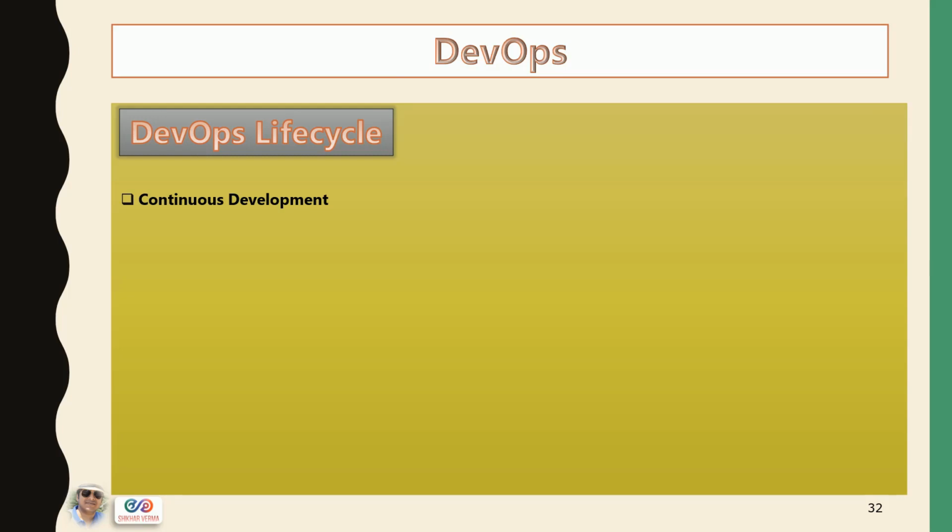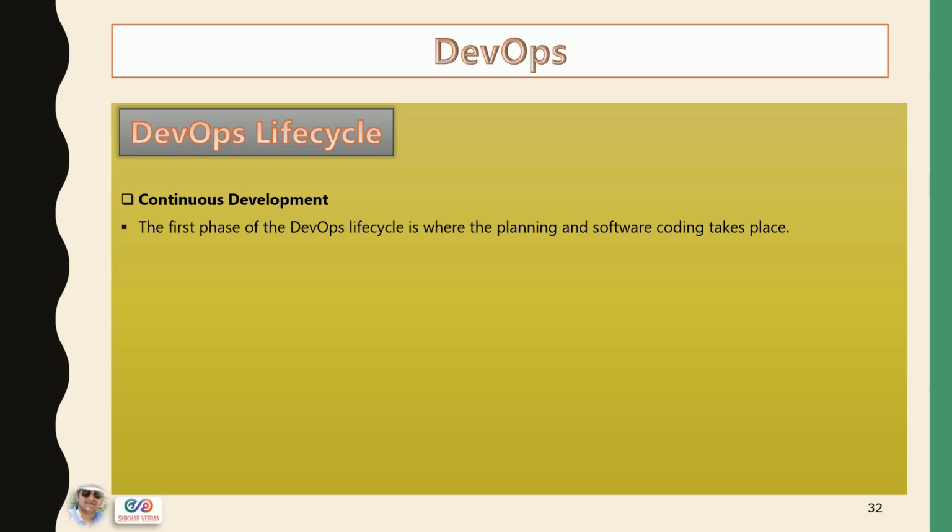In this lecture, I will start explaining the DevOps lifecycle. The first one is continuous development. We have a number of phases in the DevOps lifecycle, so we'll understand them one by one. I will try to explain each DevOps lifecycle phase with a diagram. First we'll understand theoretically, then I will show you the diagram, the picture, and what are the tools that are responsible or come under each lifecycle.